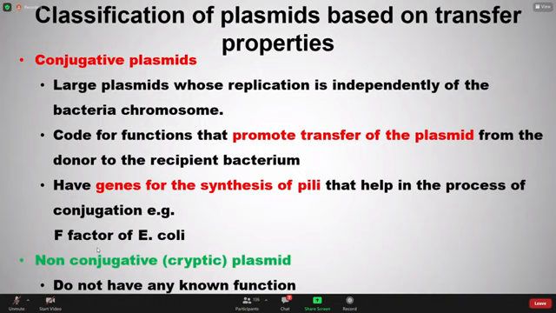All right. We also have non-conjugative plasmids. Those are the lazy guys. They sit doing nothing. They don't have any function. So conjugative and non-conjugative. Conjugative plasmids are responsible for promoting specific functions. But there are also others.